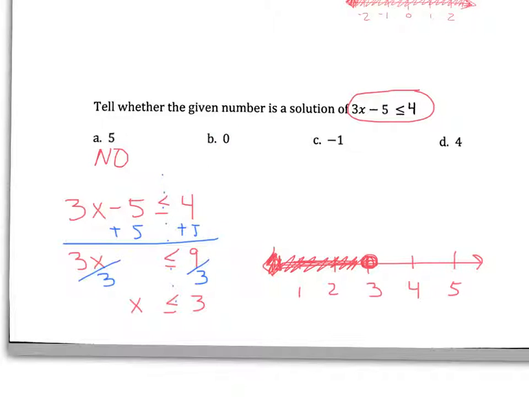0. Would 0 would be here. Would that be colored? Yes, eventually 0 would be colored. So that means it's a solution. We color the things that work. Negative 1. Negative 1 would be down here somewhere. Would it eventually be colored? Yes, it would. That means it's a solution. And the last one, 4. Is 4 shaded? Is it colored? Nope. That means it's not a solution.